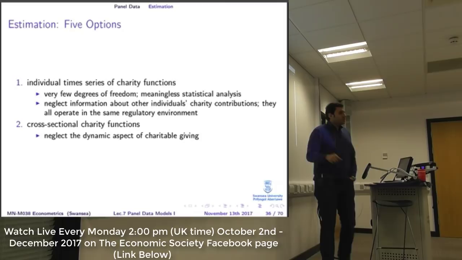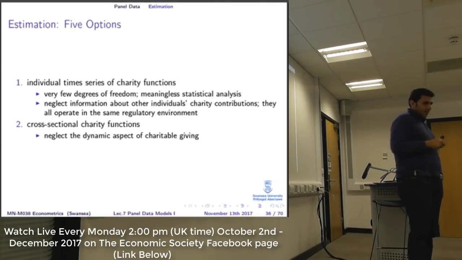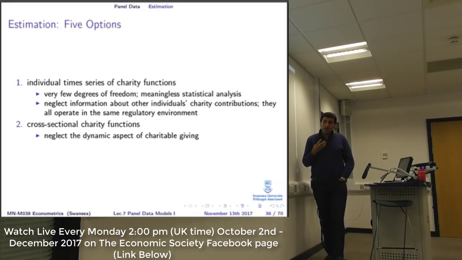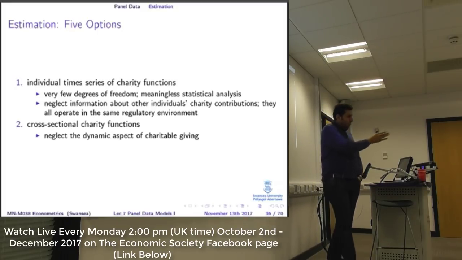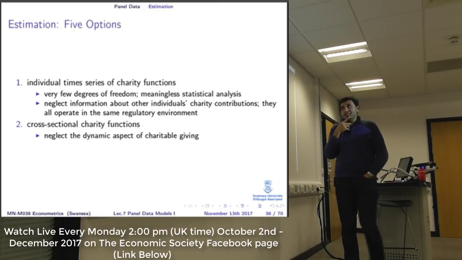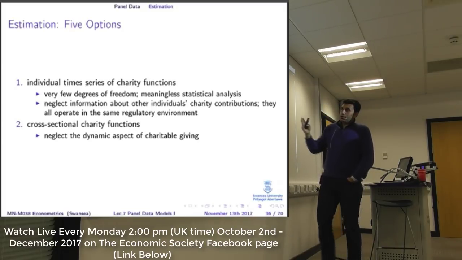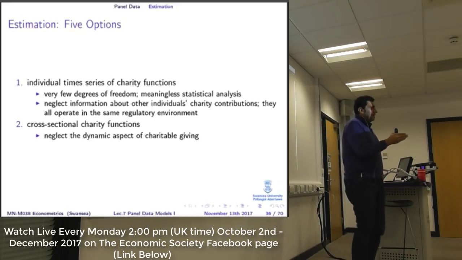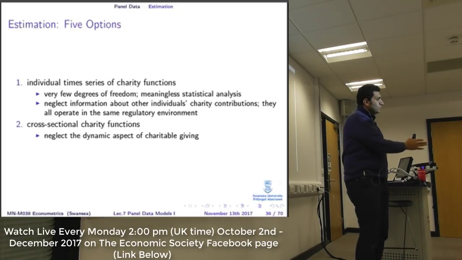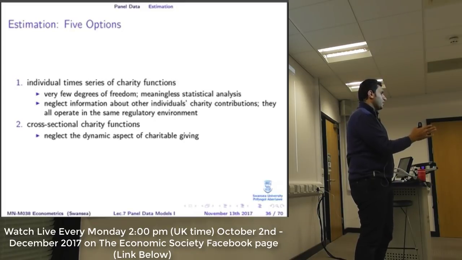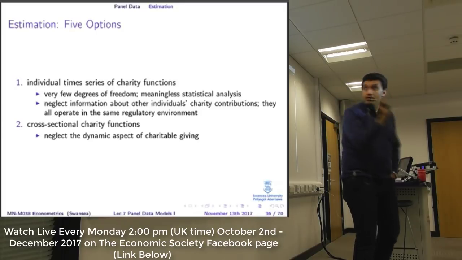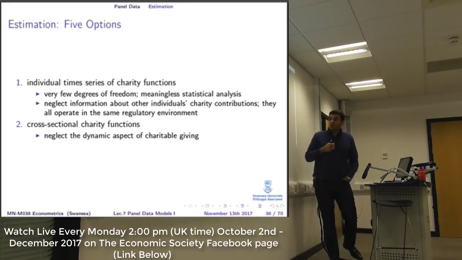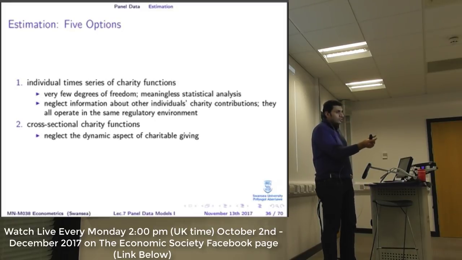So I just put some naive way to think about this data set. Someone can say, we understand that the simplest way is to do the pooled regression, but let's think in an even more naive way than that. Why don't we look at individual time series of the charity function? For example, for individual 1, I have one regression to model how much he gives to charity over time, over the 10 years, so we have 10 points.